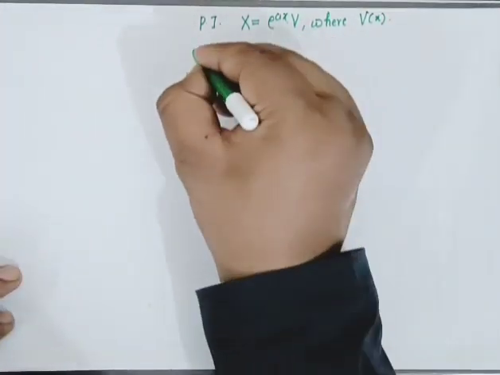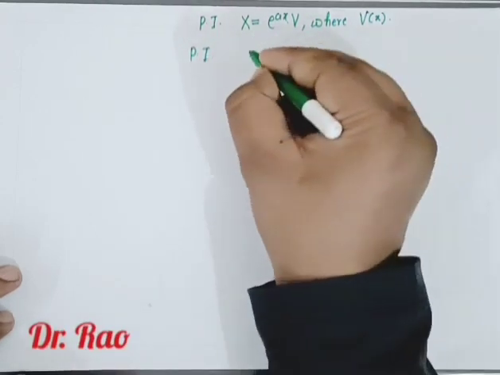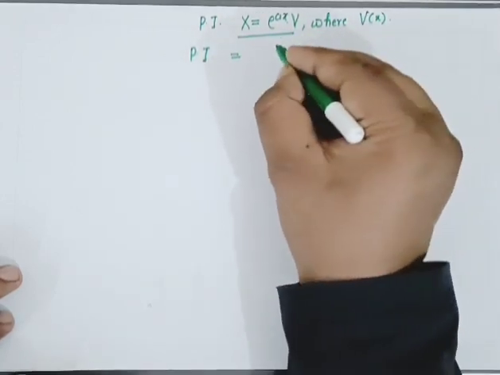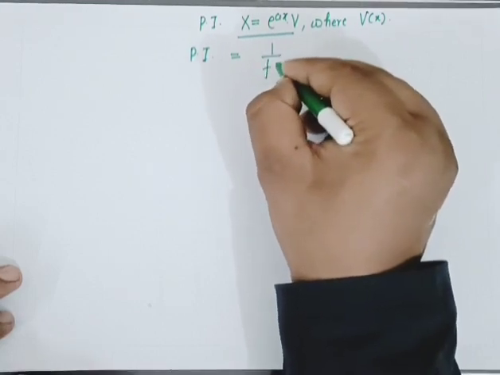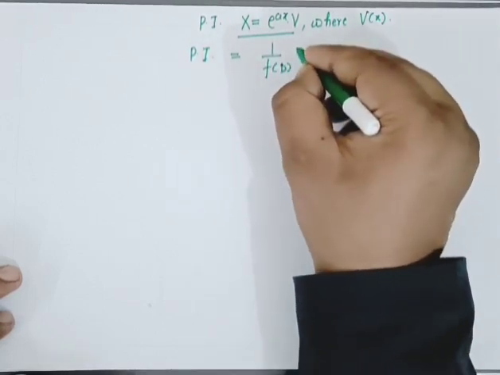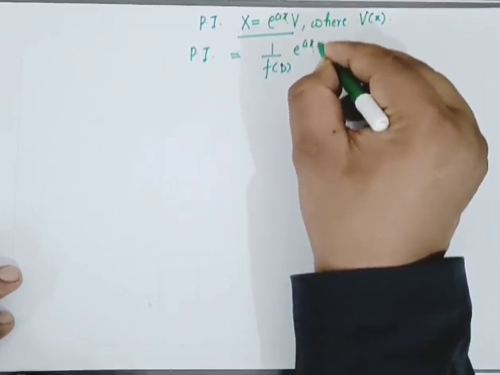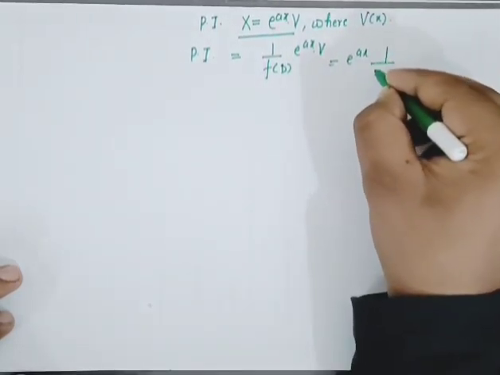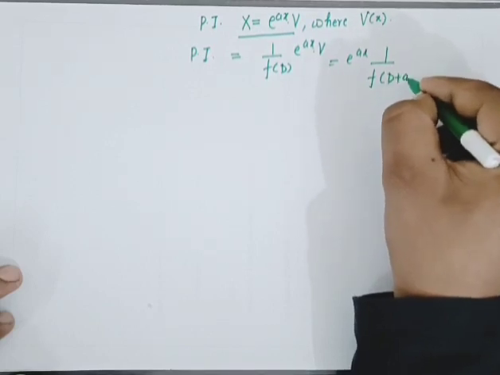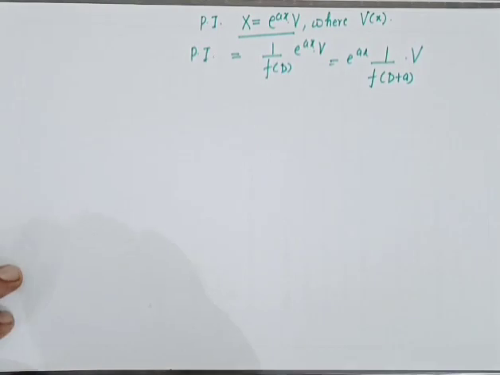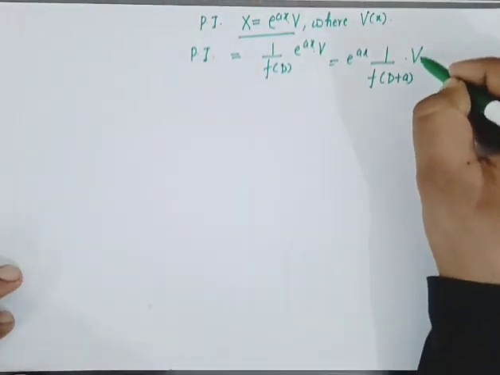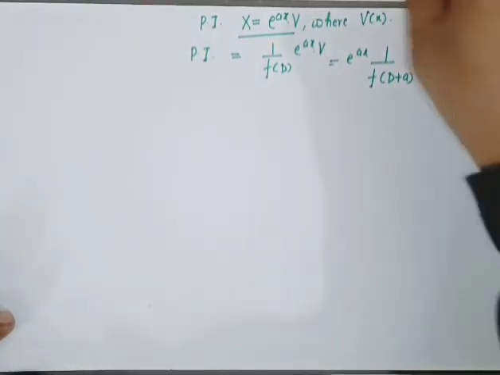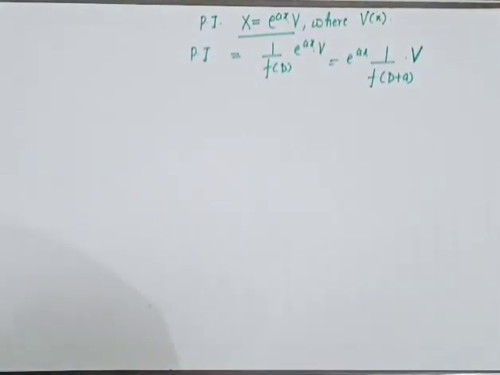So how do we find the particular integral for such type of capital X? What is the short trick? We have a very simple funda for it. The PI will be represented as 1 upon f of D, e to the power ax into v. You can take e to the power ax outside and replace D in f of D by D plus a, into v. Then solve it accordingly, as v is cos x or sin x or algebraic, and we have the complete theory about that in the previous lecture.